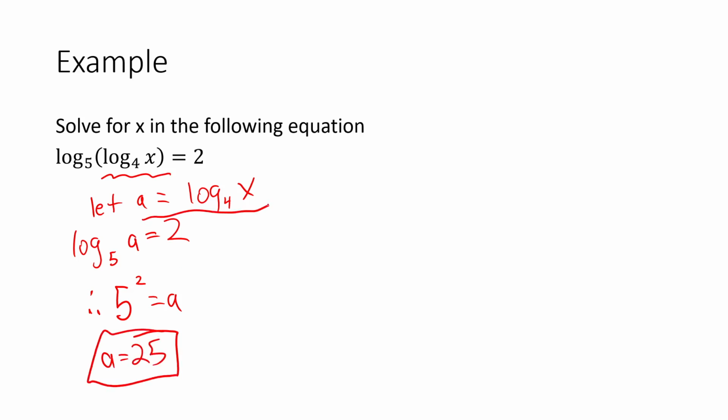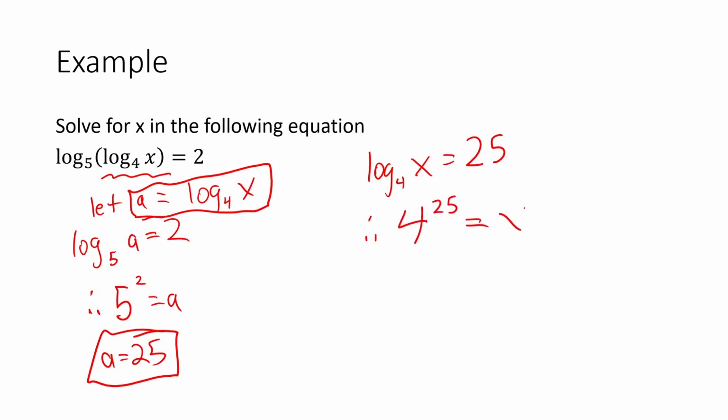But we just said a is equal to log base 4 of x. So that means log base 4 of x is equal to 25. Well, what is it we're trying to solve? We're trying to solve for x. So rearranging this into its equivalent exponential form, we can say 4 to the 25 is equal to x.